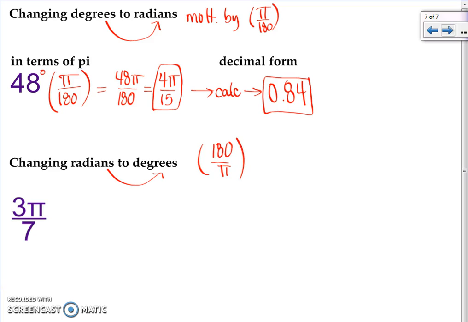Now here's how you can remember which direction to go. If we have radians, we're going to have pi in there, right? And we want to cancel out pi, so where would we put the pi, the top or the bottom? We want to put pi on the bottom so they cancel out, so that it's not in radians anymore. So if we multiply by 180 over pi, pi's cancel out, and all you have to do is take 3 times 180 and divide by 7. What do we get?